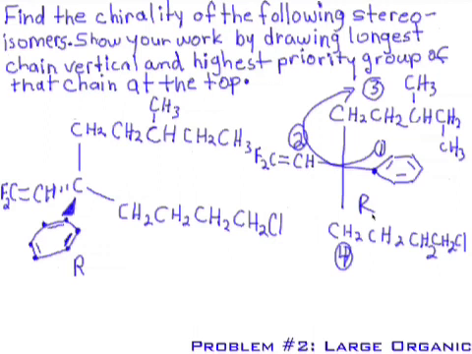So this represents the first homework problem. Hopefully you can take a close look at this. Make sure you understand it. You should be able, with Fischer projections, to show your work when attempting to determine R/S nomenclature. And this gave you a little practice doing so.